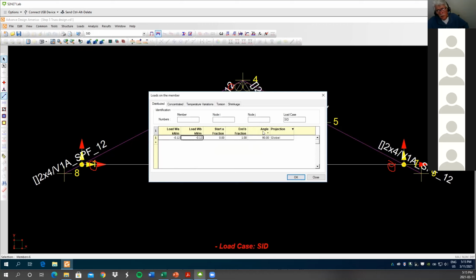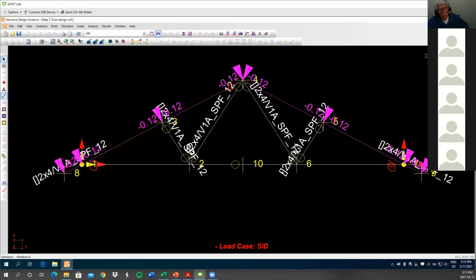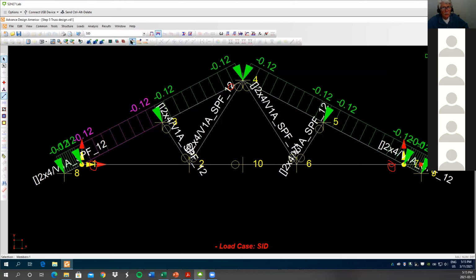Now here, see where it says projection? Call them out. See where it says strong axes? Click on that. Okay. Press OK. And of course, you're gonna have to adjust your loads. There you go. See, now they're all perpendicular to your member.